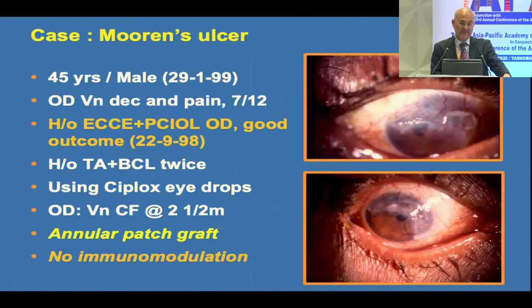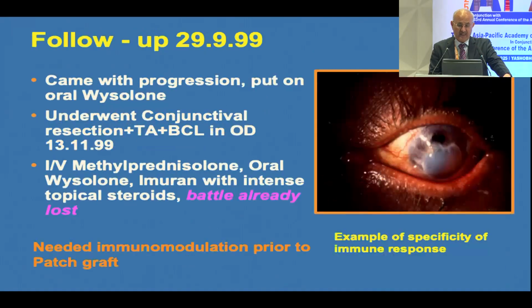Now, this is one of my very early experiences at LVP, in 98, 99. A patient came with a PUK type of picture following cataract surgery, and he underwent an annular patch graft. I was a very new faculty, so I suggested to my senior that maybe we should give immunomodulation. He said no, not required, maybe this is very mild, it will be fine. After a few weeks, this patient, who was from Calcutta, came back like this.